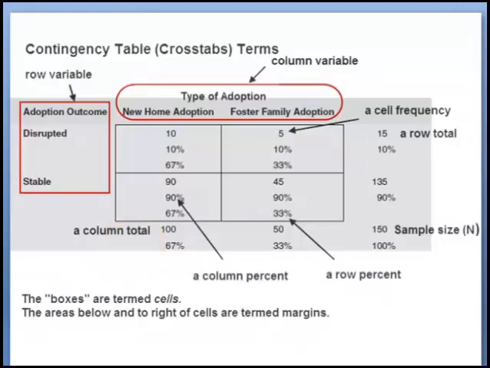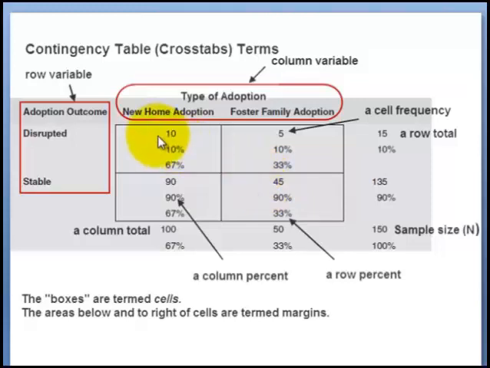Let's go ahead and go inside the boxed area. Let's go inside the upper left cell, the cell pertaining to new home adoptions that disrupt. The number at the top of this cell is a cell frequency, which is simply a count of the cases in that cell. So in this table there are a total of 10 cases that are new home adoptions which disrupt. And as another example of a cell frequency, for instance, there are 45 foster family adoptions that are stable.